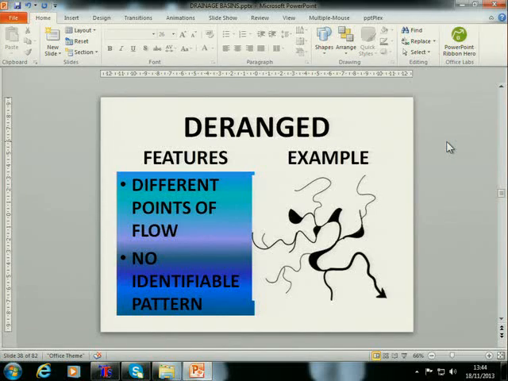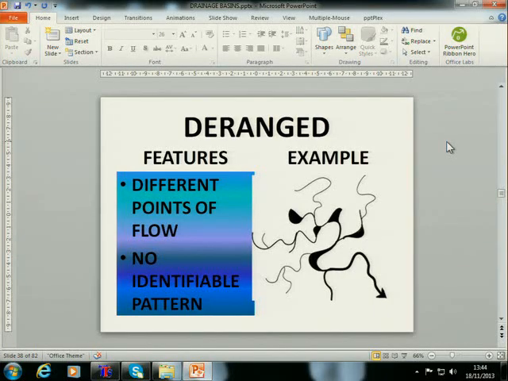Now, at the deranged pattern, I want to almost say, if all else fails and it doesn't make sense, it is deranged. You first go down from your dendritic pattern down through your whole list of patterns before you write that something is deranged. Okay, there are different points of flow.